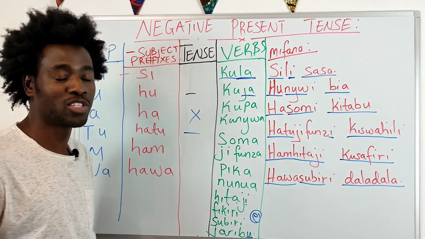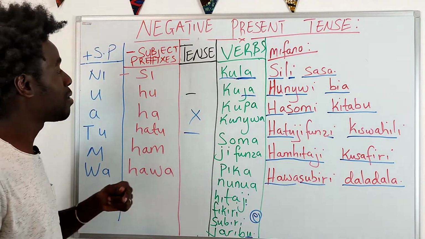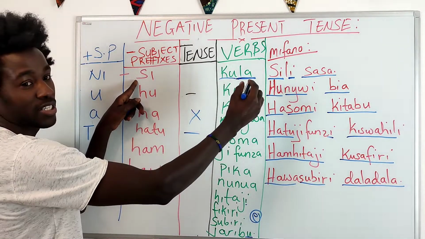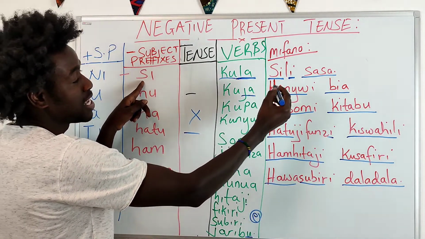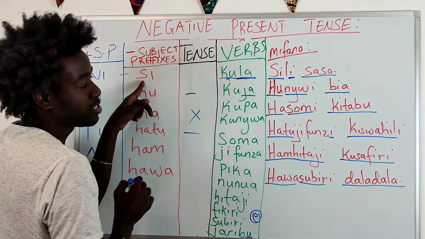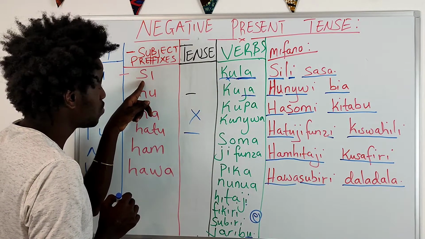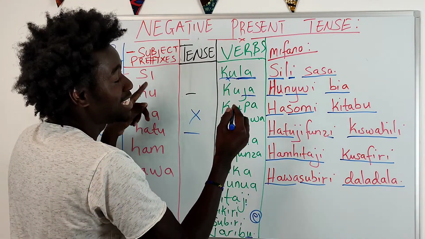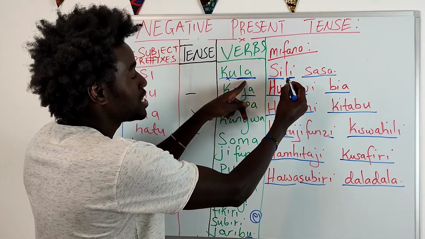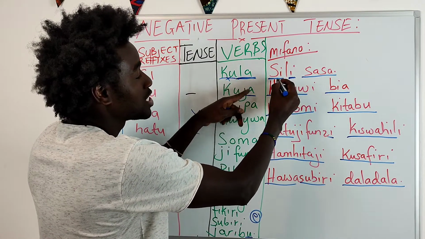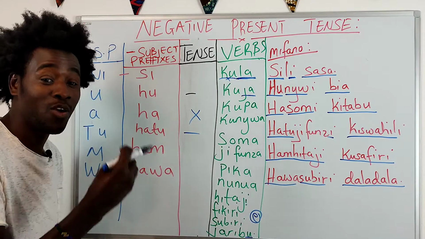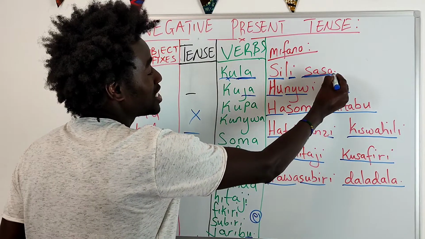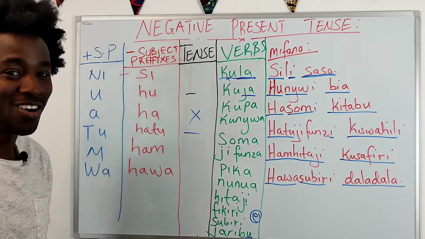Let us have examples now on how it works. So rule number one, as I told you, use the negative subject prefix. So I used here si, and no ku, no infinitive ku, and change the last vowel from A to E. So sili, this means I am not eating or I'm not taking a meal. Sili sasa, this means I'm not eating now.